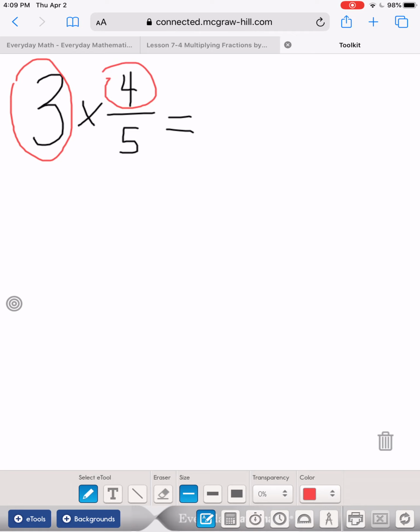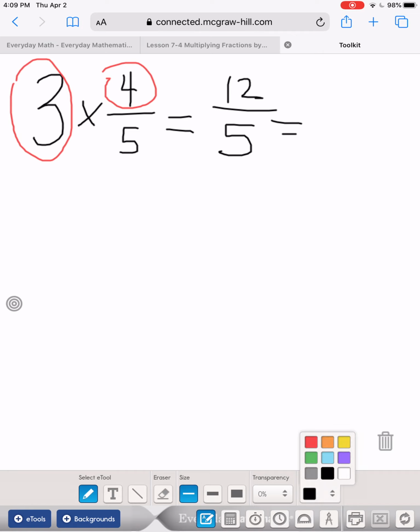Okay, so what we're going to do is we're going to have a multiplication problem. So let's start off with 3 times 4/5. Okay, now to solve this, we would multiply the whole by the numerator, which is 12. 3 times 4 is 12. So this equals 12/5. But 12/5 is an improper fraction, and we cannot leave it like that. We have to rename it. Now, how do we do that?